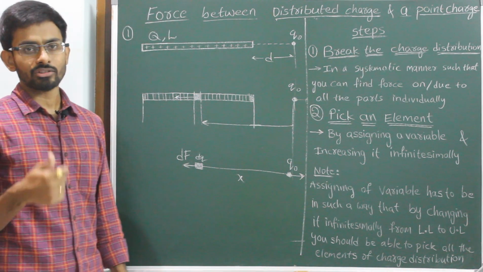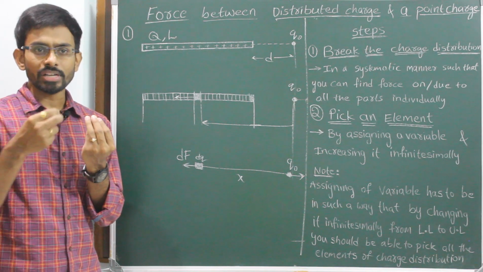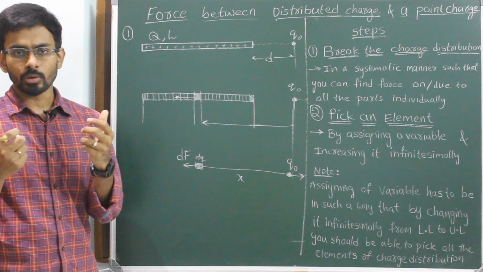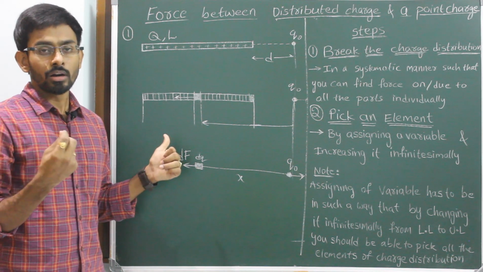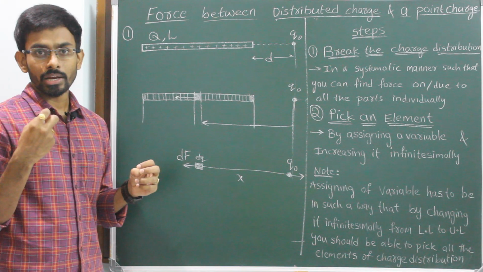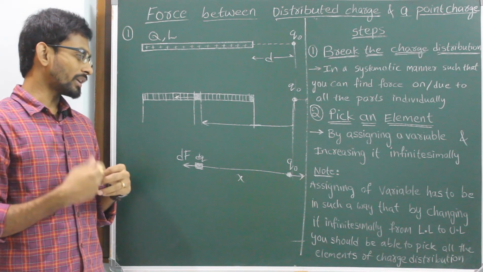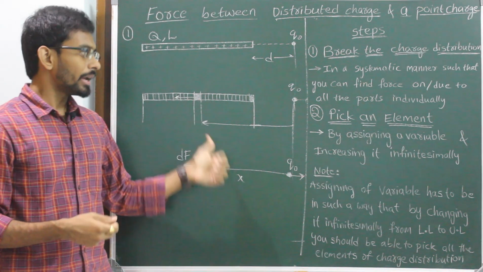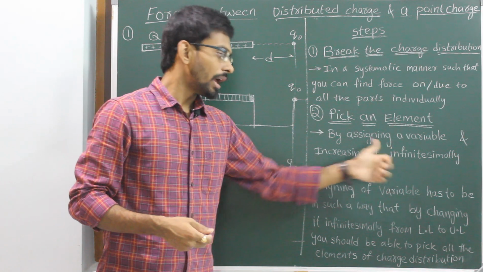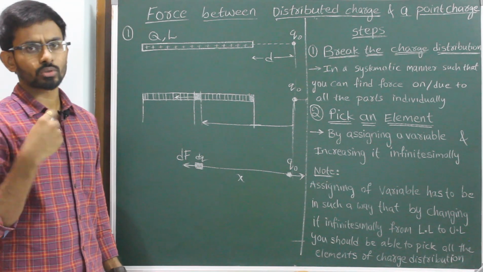Once we have broken the charge distribution, as we cannot find force due to each and every element manually and add them, because we have infinite number of very small parts, we have to use the mathematical tool called integral calculus. So to use that, we have to assign a variable. So how to assign a variable? The second step is pick an element. How to pick the element? By assigning a variable and increasing it infinitesimally, meaning very small, next to 0.